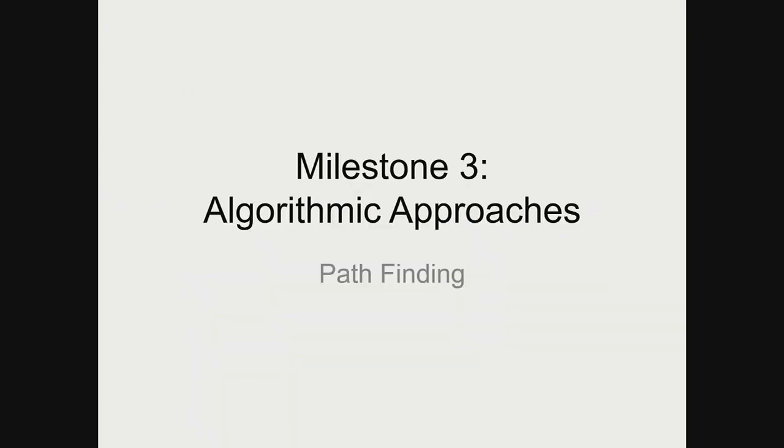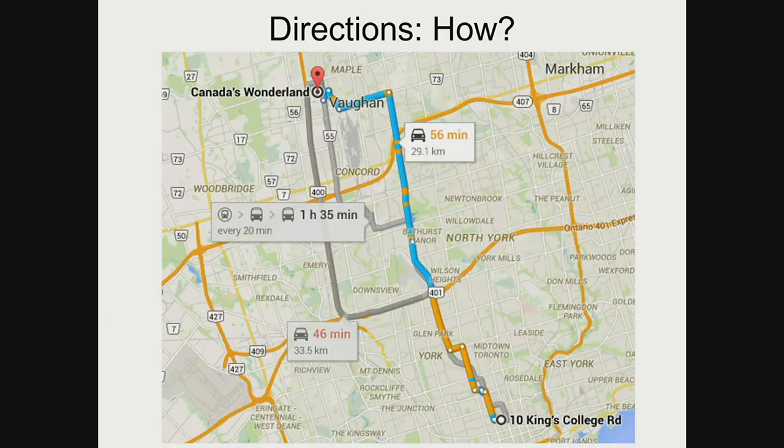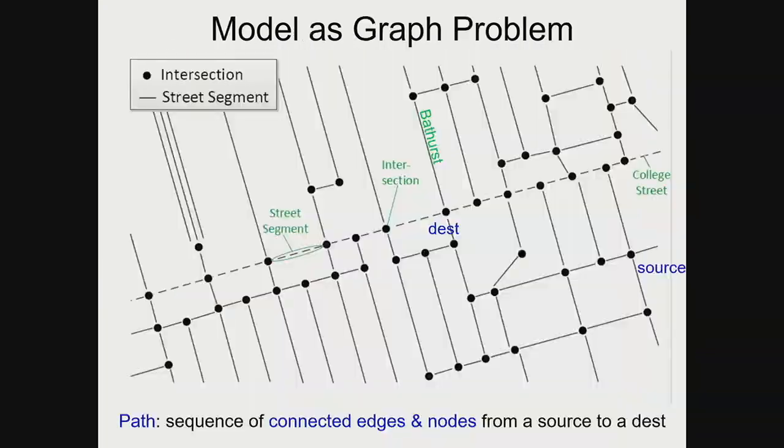Okay, so that's it regarding the UI, planning and how to attack this milestone. Now it's time to talk about the algorithms, which is the most fun part of this milestone. Just to remember, we are given two intersections and we want to find the most optimal path that would achieve the minimum travel time going from the source to the destination intersection. If you can see here, let's say I put this on Google Maps, I'm going from King College Road to Canada's Wonderland, and there are multiple ways to do this. One is taking 56 minutes, another way is taking 46 minutes. So we want to return the most optimal one.